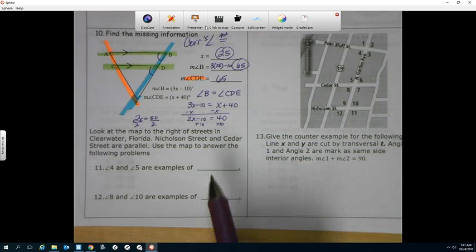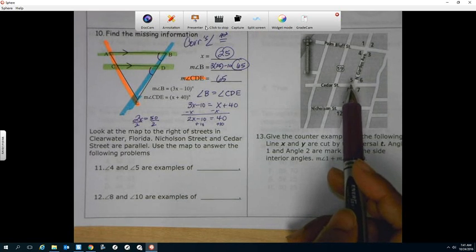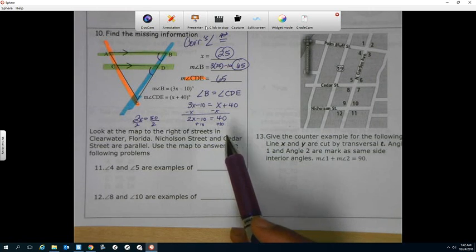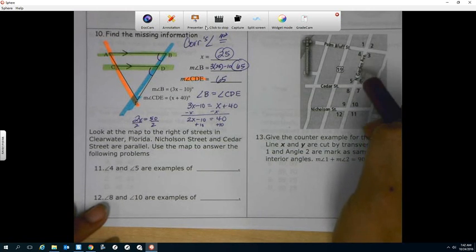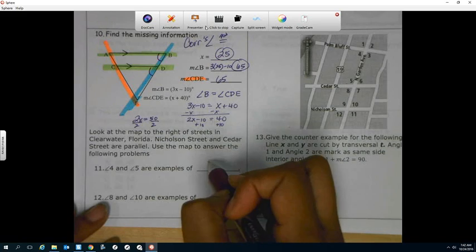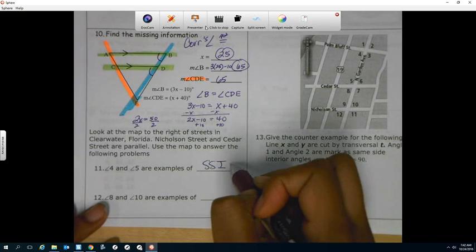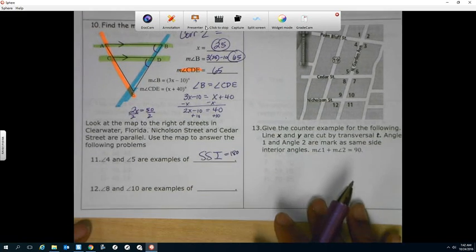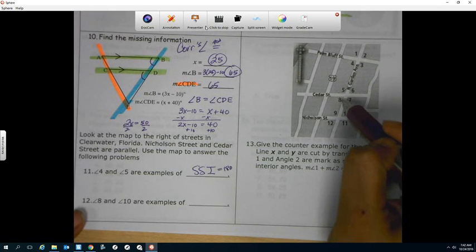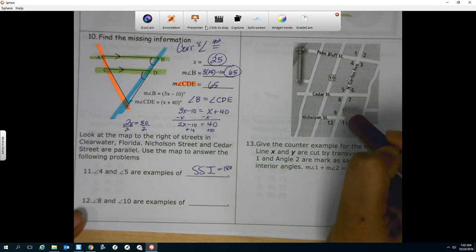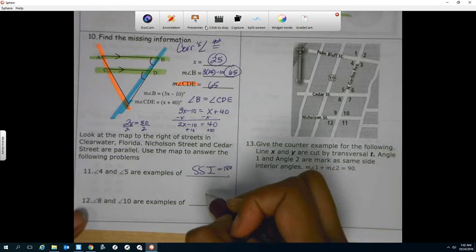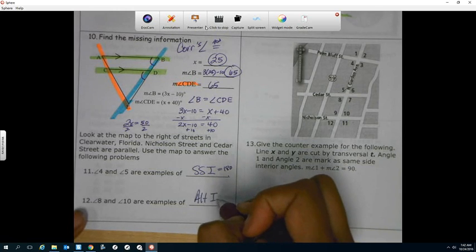On these two questions, they want us to look at this map over here to the right to solve it. Use your map to answer the following questions. We want to look at 4 and 5. 4 and 5 are same side interior, which means they equal 180. Now 8 and 10, they're alternate, across the street, North Grand or Guardian Avenue. These are alternate interior angles, in between the lines.